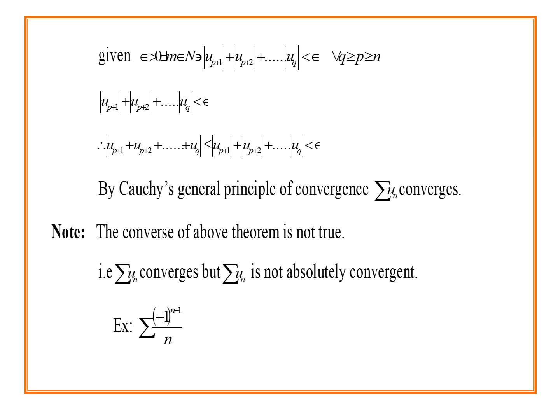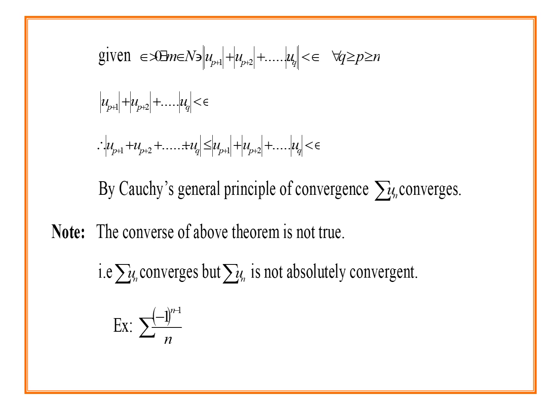Therefore, modulus of u_(p+1) plus u_(p+2) plus and so on plus u_q can be written as less than or equal to mod u_(p+1) plus mod u_(p+2) plus and so on plus mod u_q. This value is less than epsilon. So modulus of u_(p+1) plus u_(p+2) and so on plus u_q is less than epsilon. By the Cauchy general principle of convergence, our series sigma u_n converges.